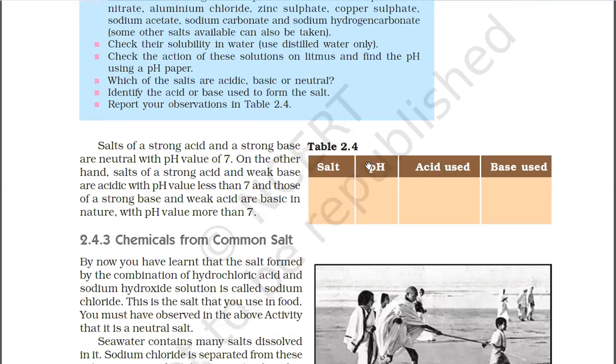Salts of a strong acid and a strong base are neutral with pH value of 7. On the other hand, salts of a strong acid and weak base are acidic with pH value less than 7, and those of a strong base and weak acid are basic in nature with pH value more than 7.